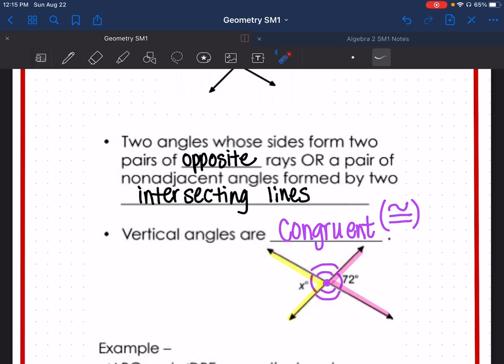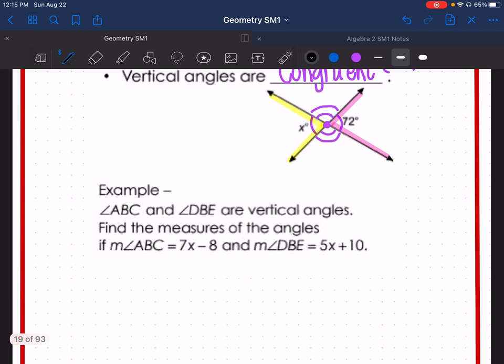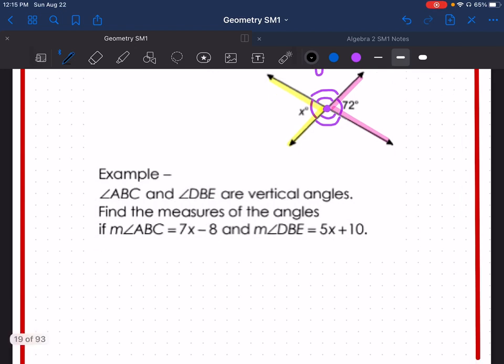All right, let's go ahead and take a look at our problem. Angle ABC and angle DBE are vertical angles. So there's no picture because they told us they're vertical. If they tell us they're vertical, then we know that means they are congruent because that's what the definition up above says, which means they are equal to each other. Vertical means equal. We're the same.